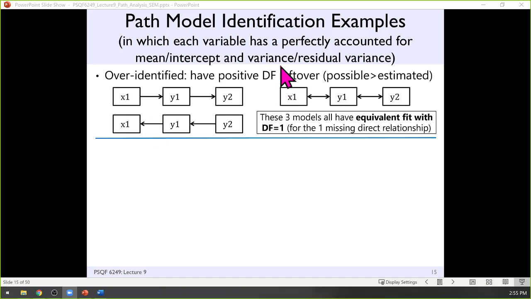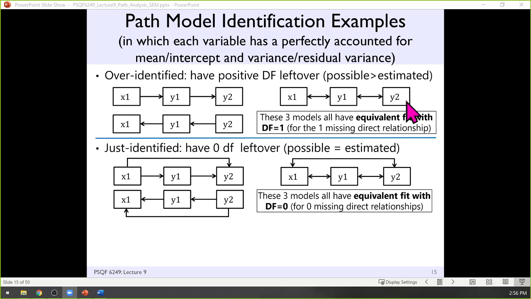There was a mnemonic one of the students last spring developed for over-identified: if one of the paths has been overlooked. I thought that was good. If you've overlooked one of the paths, then it's over-identified. So the double arrow doesn't change anything. Nope. The double arrow gives the direct relationship between X1 and Y1, but you could get from X1 to Y2 by going across. So yes, they all will fit the same.